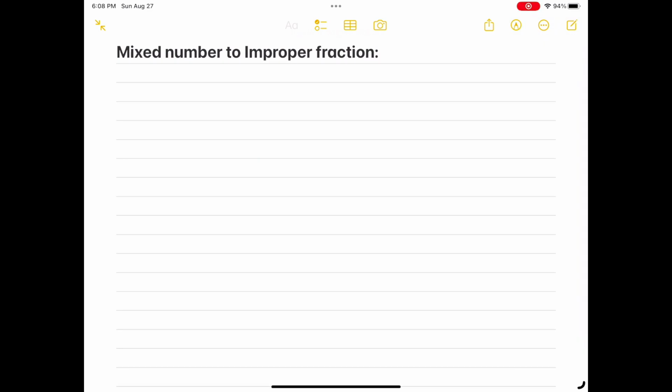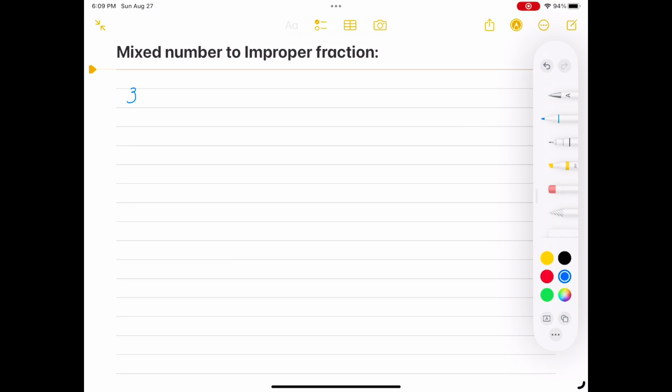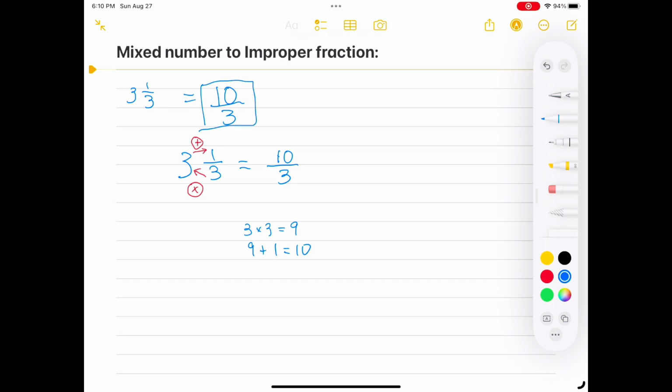To change a mixed number to an equal improper fraction, we multiply the whole number by the denominator and then add the numerator. The result is the numerator of the improper fraction. The denominator remains the same. So for the mixed number, 3 1/3, we multiply the denominator, 3, by 3, the whole number, which gives you 9. You add 1 from the numerator to equal 10. 10/3 is the improper fraction.